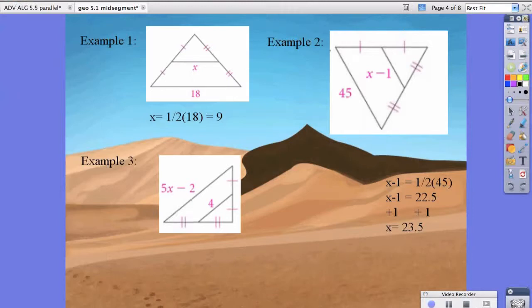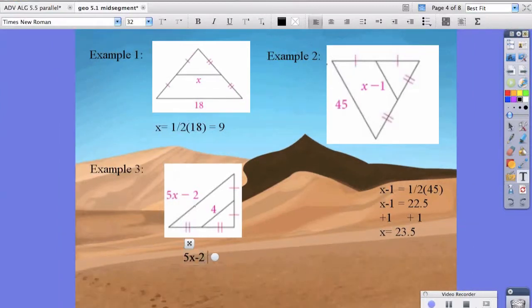So we can say that 5x minus 2 is equal to twice 4. So 5x minus 2 equals 8. We're going to solve for x by adding 2 to both sides. We get 5x equals 10. Divide by 5 on everything. We get x is equal to 2. So now we've solved for x.